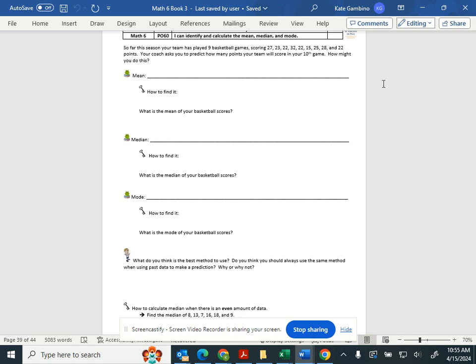On your help sheet, you're going to want to write the definition of mean, median, and mode as it is in your binder, and how you find it. Remember that mean is adding all of the numbers together and dividing by how many numbers you have. The median is the middle, so you have to put the numbers in order to find what number is in the middle. Put that on your help sheet.